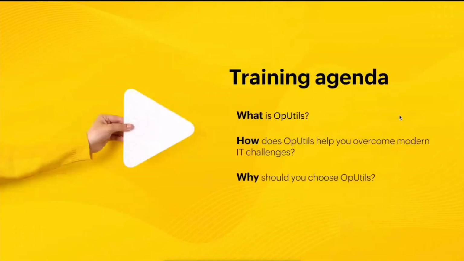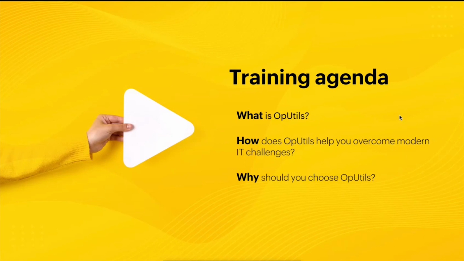So we would start with what is OpUtils, where we'll touch base on the product and its capabilities, and then we'll answer the question, how does OpUtils help you overcome modern IT challenges? This question is where we'll be having a very detailed look into the different modules and capabilities in OpUtils and what you can expect out of it. Then we'll see why should you choose OpUtils for your network. So without any further ado, let's get started with chapter 1.